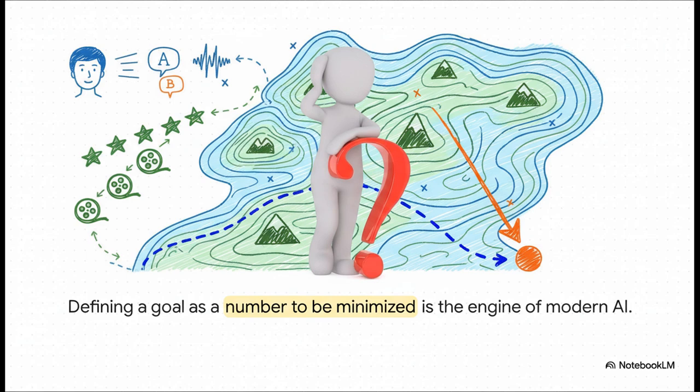And the single idea, defining a goal as a number to be minimized, is behind almost everything you see. It doesn't matter if we're talking about recognizing your face, translating from Spanish to English, or recommending the next movie you should watch. The principle is exactly the same. We frame the problem as this vast, complex landscape, and the AI's only job is to go find the lowest point in the valley. It's such a simple concept, but it unlocks all this incredible complexity.